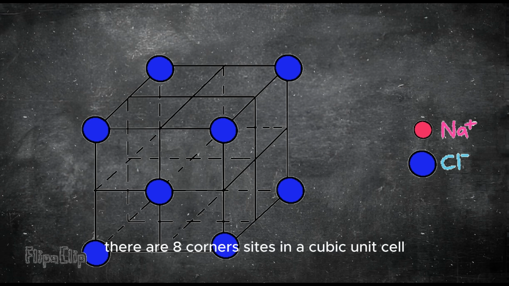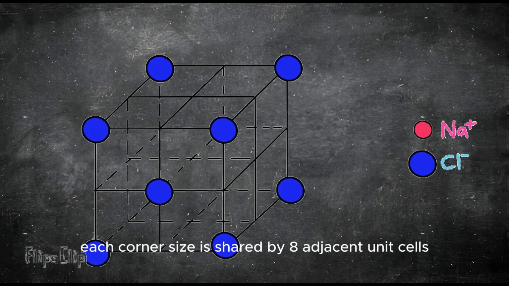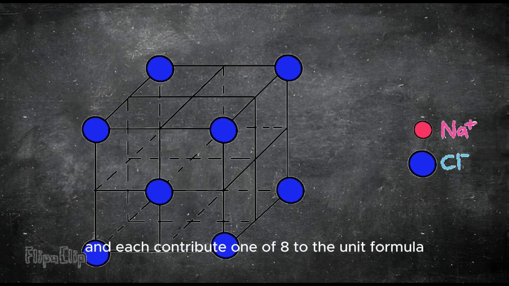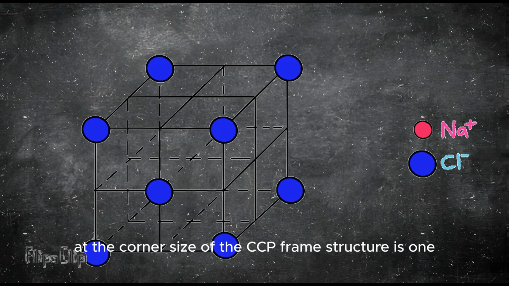There are 8 corner sites in a cubic unit cell, one at each corner of the cube. Each corner site is shared by 8 adjacent unit cells. Consequently, each corner site contributes 1/8 of an ion to the unit cell. Since there are 8 corner sites and each contributes 1/8, the number of ions located at the corner sites of the CCP framework structure is 1.